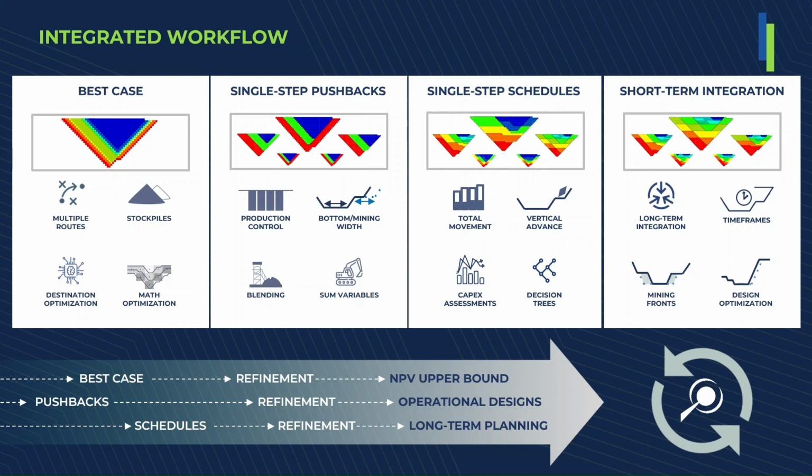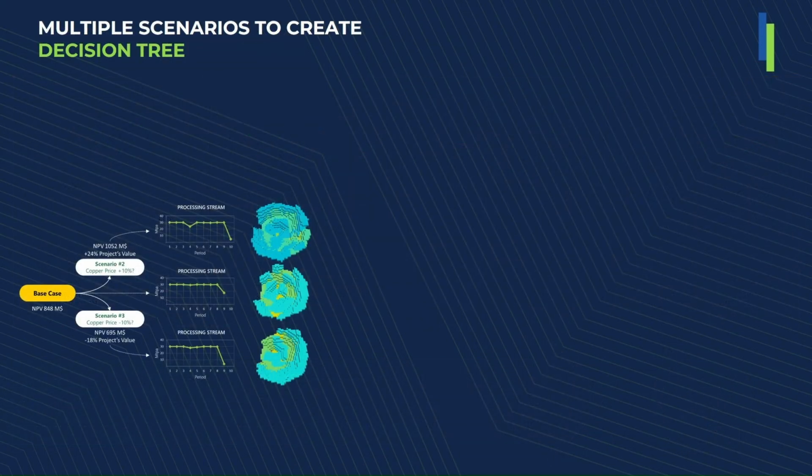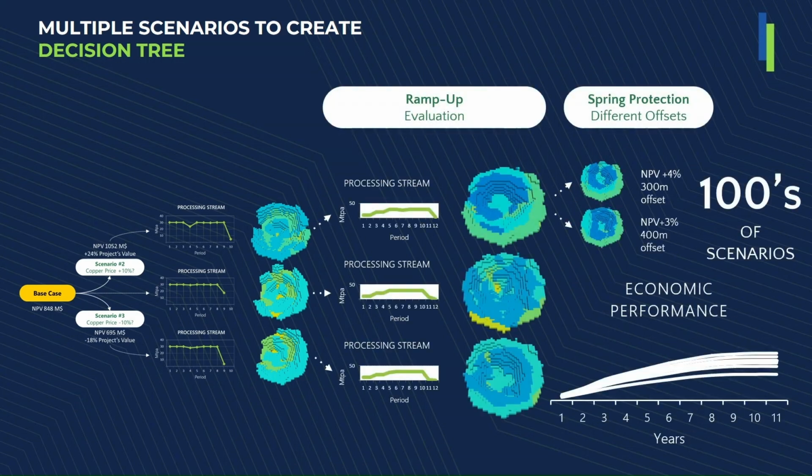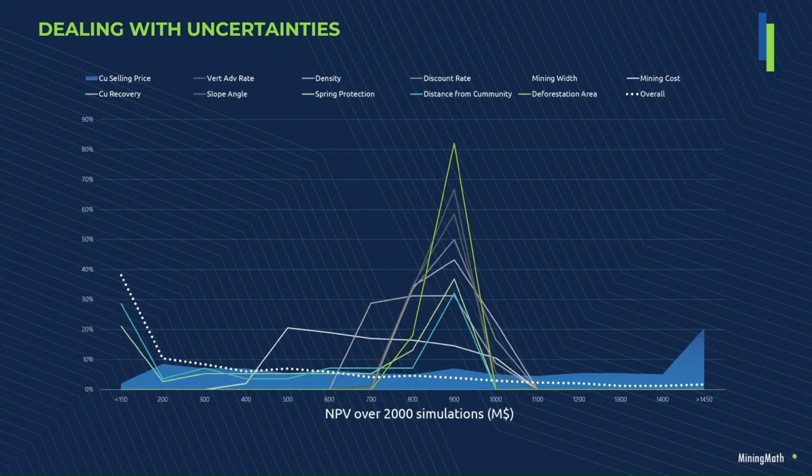This is a practical example of decision trees. We have the base scenario and test the variation of some parameters, such as the variation in the price of copper. Thus, it is possible to assess how each change impacts NPV, production, mine sequencing, and the entire project. This allows access to hundreds of optimized scenarios to support strategic decisions. That's why it's important to generate decision trees to identify bottlenecks.